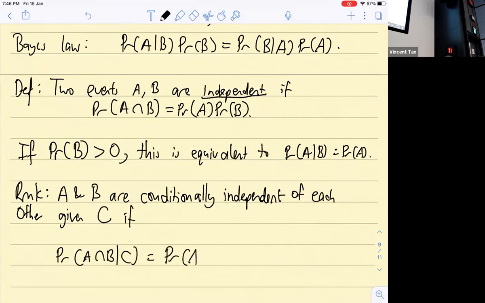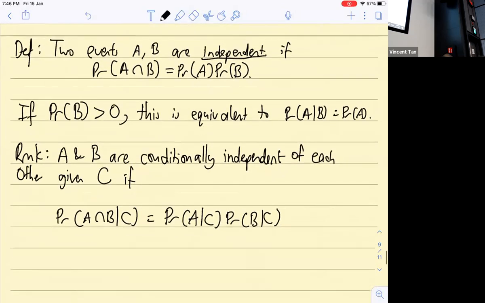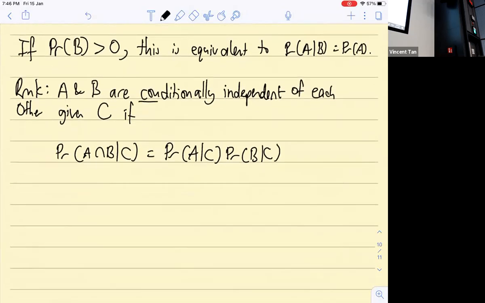Equals the probability of A given C times the probability of B given C. So that is the meaning of conditional independence. We are going to make use of conditional independence a lot when we talk about Markov chains, but maybe not so soon. Markov chains is after the term break. But now I want you to focus on mutual independence.